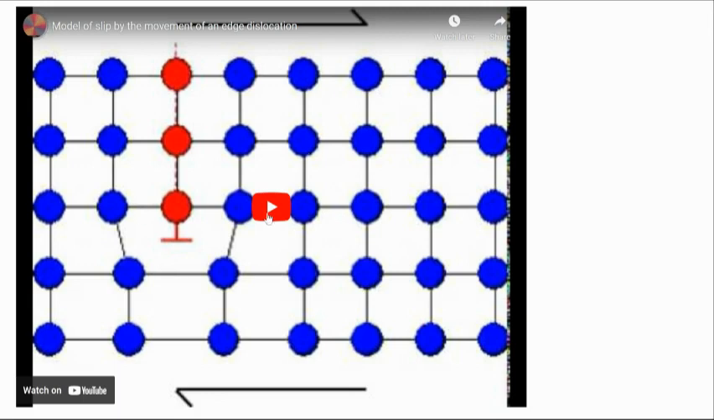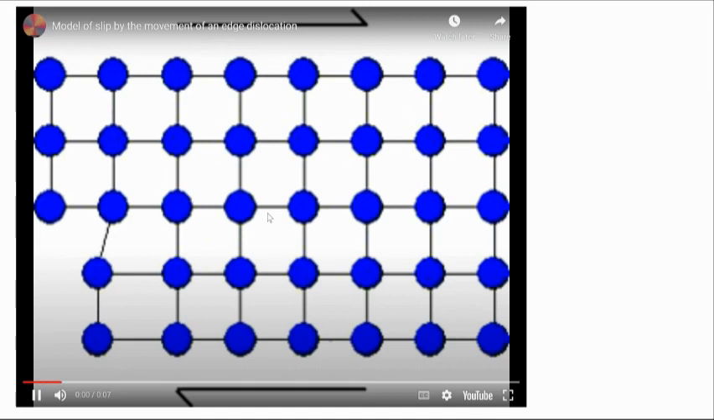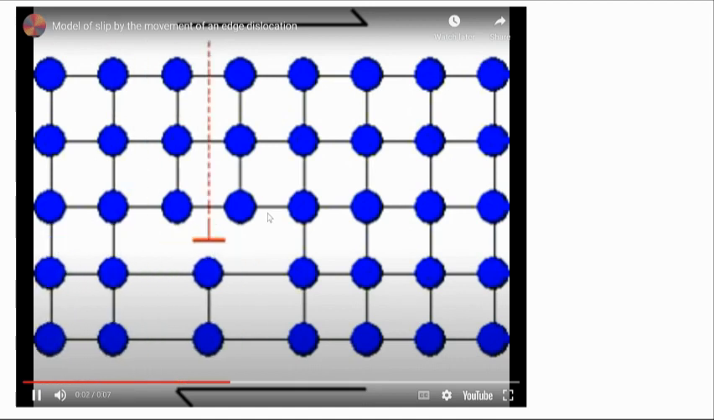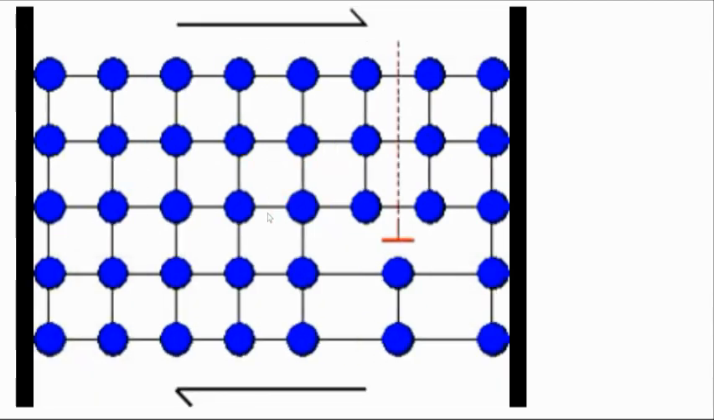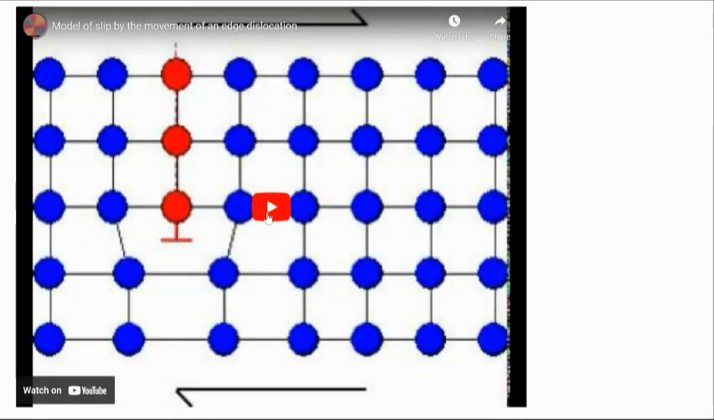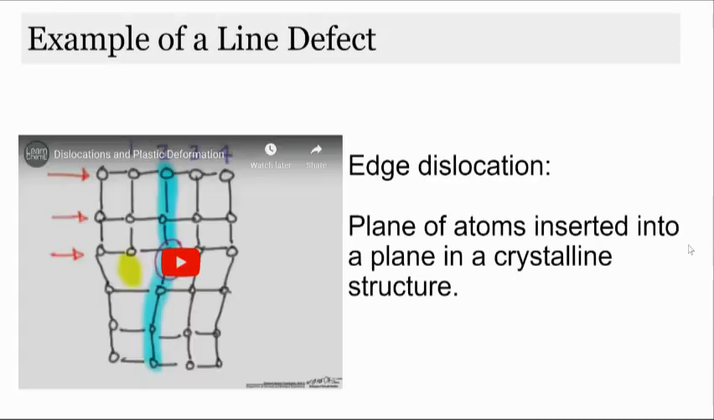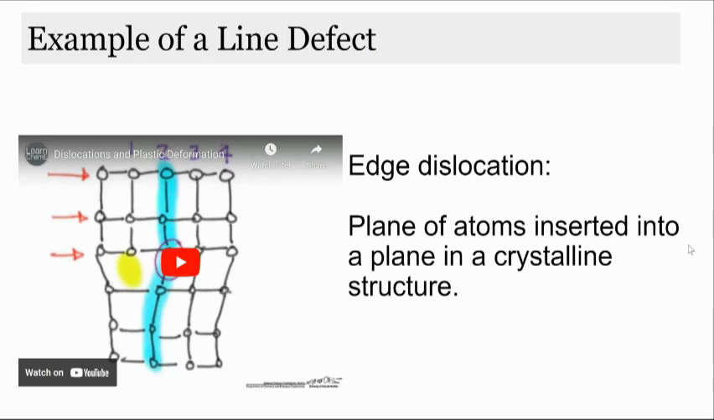Let's show an animated visual of that. So that line defect is being moved along until it reaches the edge of the crystal lattice, and that becomes an edge dislocation. So an edge dislocation is when a plane of atoms is inserted into a plane in the crystal structure. We're going to watch a quick video about this because it's an excellent example that walks through an edge dislocation and its effect on some mechanical properties.